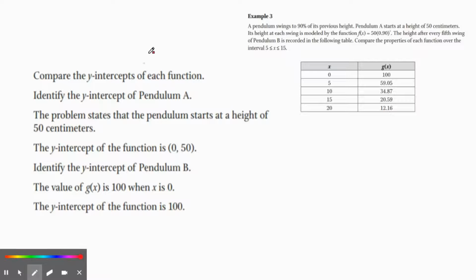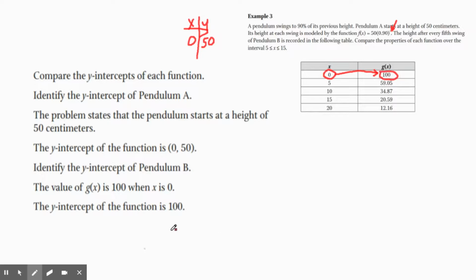First, let's analyze what are the y-intercepts for each of these functions. And again, the y-intercept is always found when we substitute in 0 for x. And when we substitute in 0 into f of x, you're going to get 50. Now for g of x, we're going to be using the table here. And we just look and see, where is x equal to 0? When x is equal to 0, g of x is equal to 100. So the y-intercept is 100 for the second function.